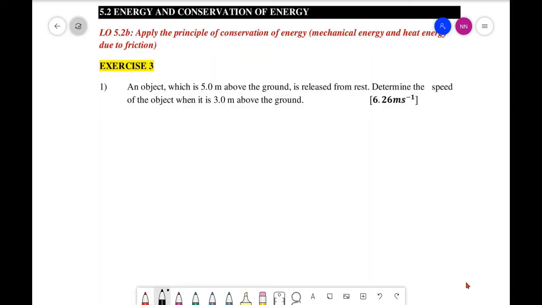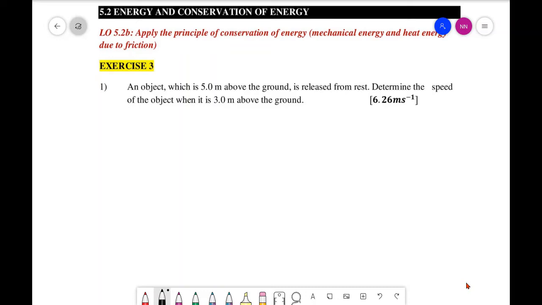5.2 Energy and Conservation of Energy. For learning outcome 5.2b, apply the principle of conservation of energy, mechanical energy and heat energy due to friction. Okay, exercise 3, question number 1.